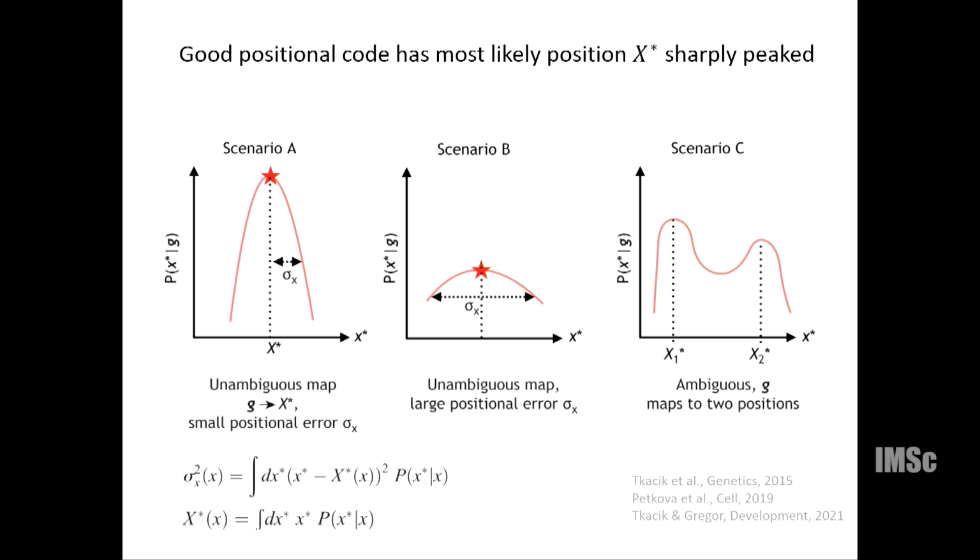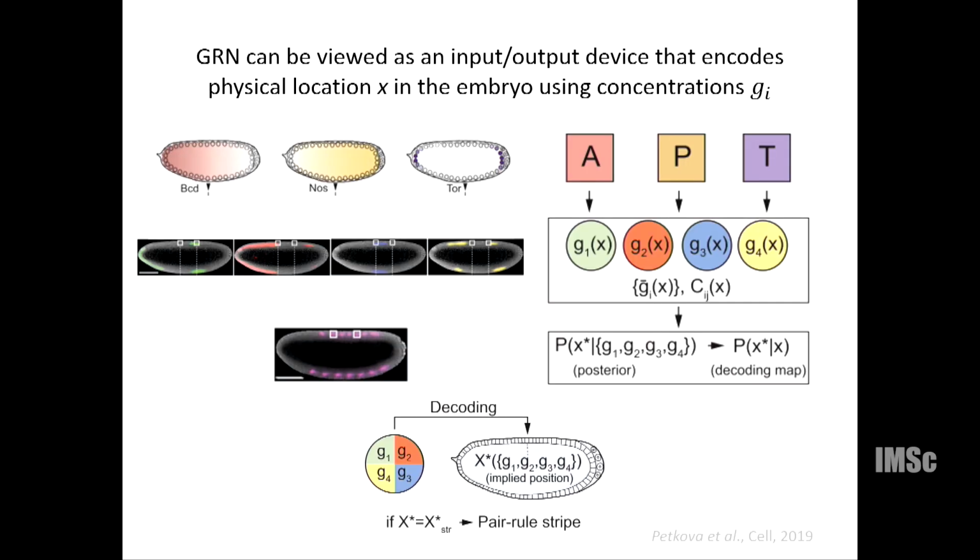And there are also possibilities where you don't have a unimodal but a bimodal distribution of implied cell fate. And formally you could define the position error: that's the most likely or average fate, and then the spread around that would define the position error.